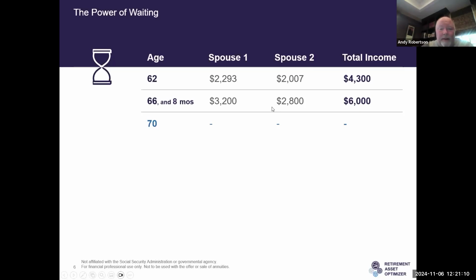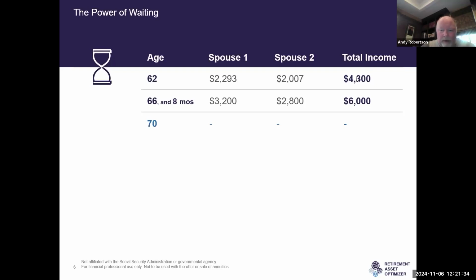So let's say we have 2 spouses and their primary insurance amounts are $3,200 and $2,800 if they wait till FRA. But like many, their intention is to take benefits early. So instead of the household collecting $6,000 a month, they're going to collect $4,300 a month, right? Well, $4,300 a month over the next 96 months. How much am I going to have to accumulate to match the increase?